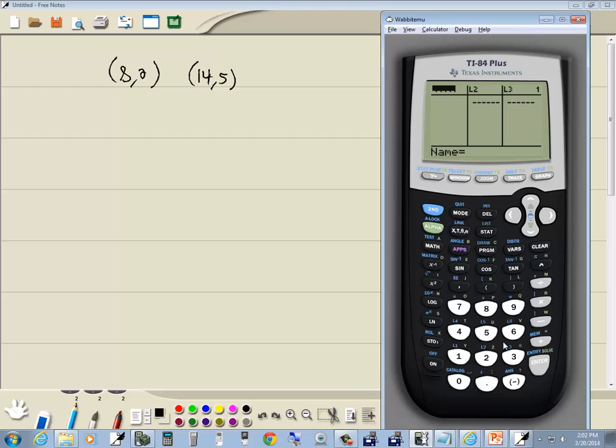Now, I notice above, 1, 2, 3, 4, 5, 6, it says L1, L2, L3, L4, L5, and L6. It's asking us for a name here, so I'm going to do second 1 to put L1 down there, and then press enter. And that'll put L1 back in your list. Just be real careful when you're deleting those so you don't get rid of those. Okay, now our first point is 8, 2. So I put 8 in L1, and I come over here and I put 2 in L2. So your L1 is going to be your X values, and your L2 will be your Y values. Okay, our next point, 14, 5. I'll put 14 in there, and then I'll come over to L2 and put 5 there.